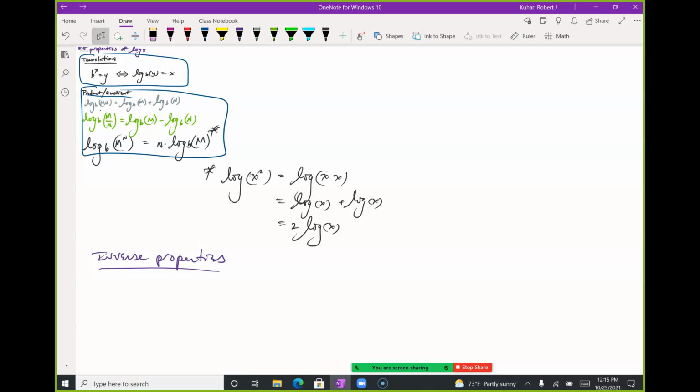So inverse properties are b to the log base b of x is equal to x, and log base b of b to the x is x. So I kind of want us to see that if I compose two inverse functions together, the functions all disappear, and all I'm left with is the input, right? So these are both really easy to see if I just use my translation.